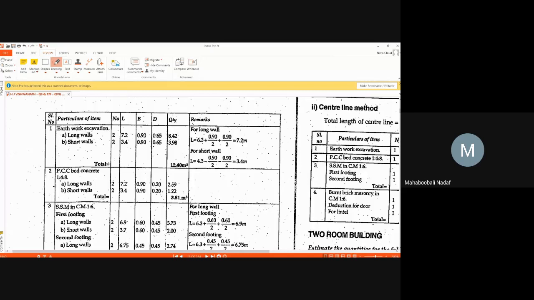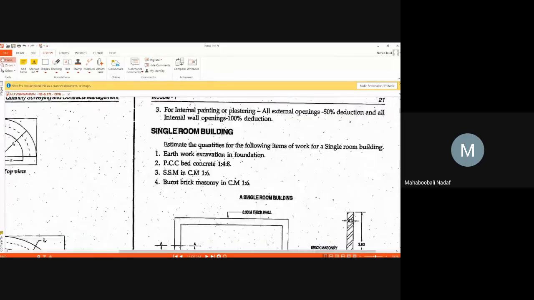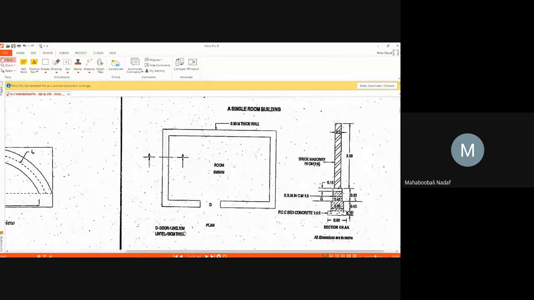When you refer to the diagram, you can easily understand how many long walls: two. How many short walls: two. Okay? Like this you need to understand.